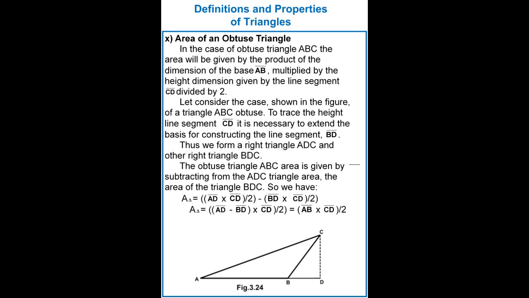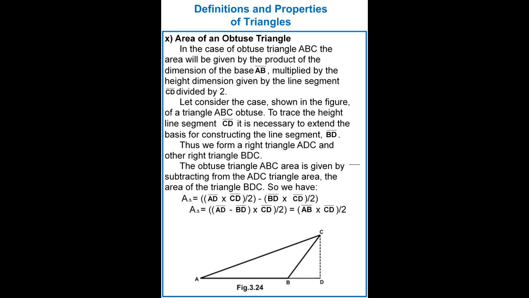In the case of the obtuse triangle, to draw the straight line segment of the height, it is necessary to extend the straight line segment forming the base, which results in the straight line segment BD. Thus, you have the two triangles BDC and ADC. The area of an obtuse triangle is given by subtracting the area of the triangle BDC from the area of the triangle ADC.